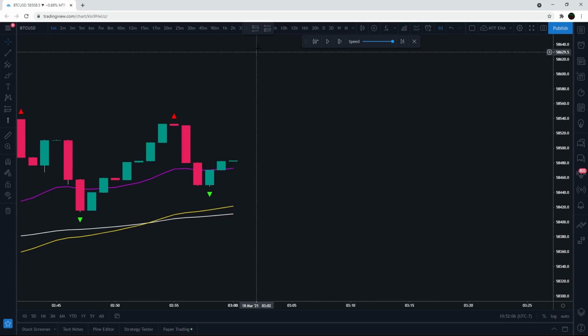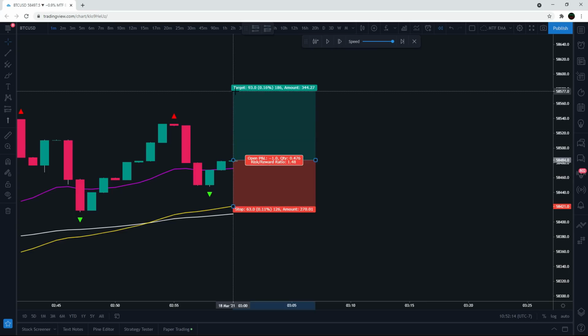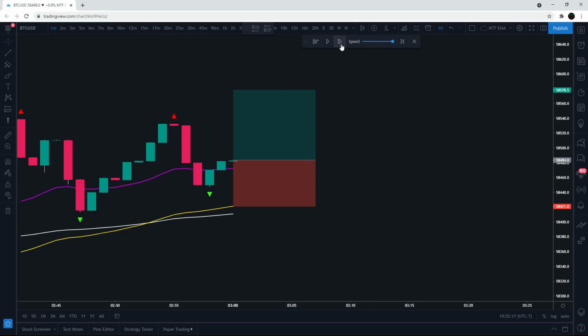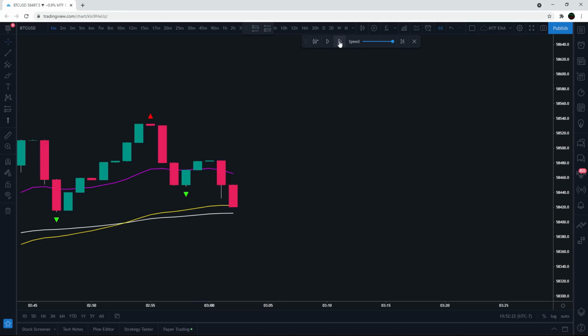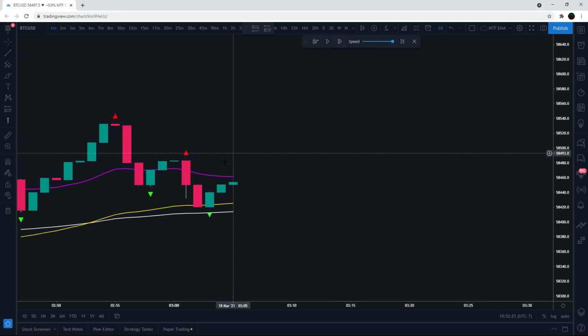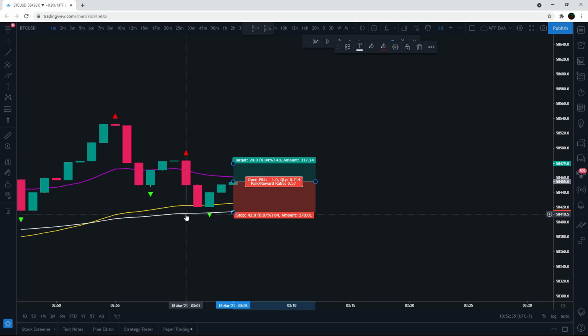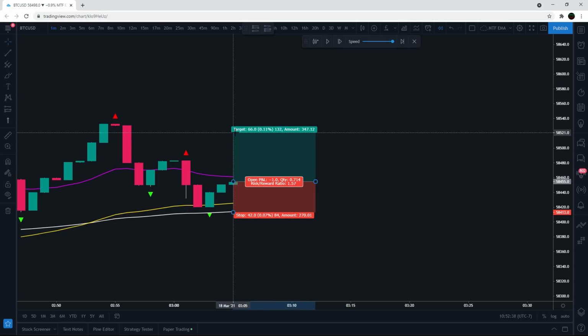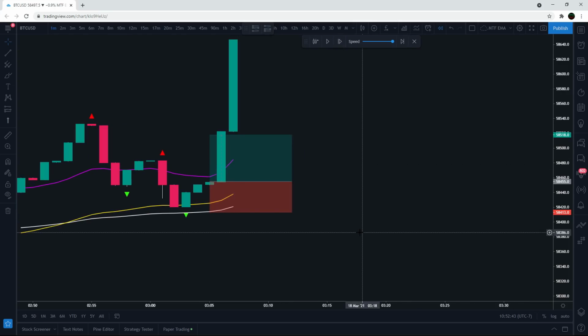We get it right here, so we'd be entering a long position on this candle and placing our stop down to the 50 exponential moving average and targeting 1.5 times the risk. But we get stopped out right here. Shortly after, there is another long signal, so we can enter this one as well. This time, stop's going to go below the 100 exponential moving average, and of course, again, targeting 1.5 times the risk. And on this one, it is a successful trade.